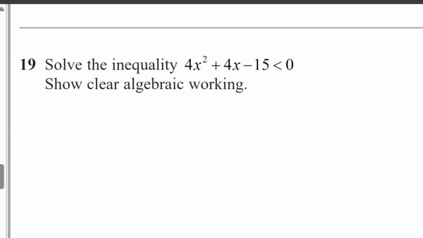Now look at question 19. It's a quadratic inequality.